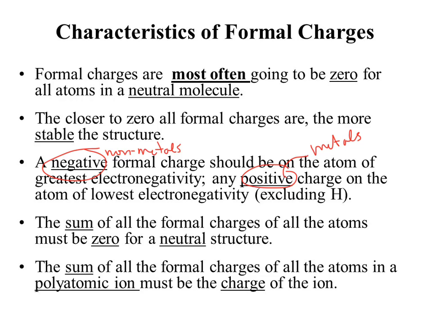When you're done finding the formal charge for all of the atoms in your structure, if your structure is a neutral molecule, you add up all the formal charges and they should add up to 0. If you are finding the formal charges for atoms in a polyatomic ion, you should add them up and they will be the charge of the ion. Those are kind of the rules. That makes sense.